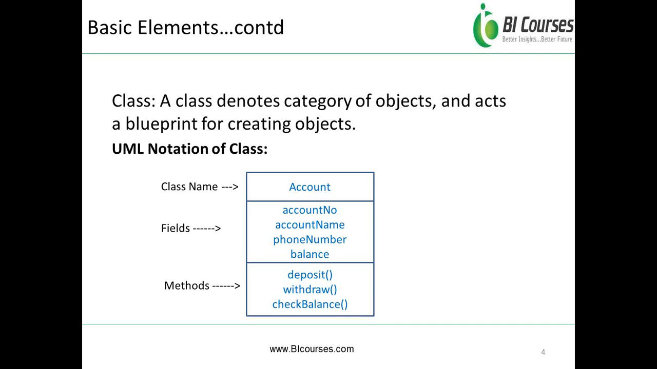Class. A class denotes a category of objects and acts as a blueprint for creating objects. If you look at this UML notation, here we have class name, fields and methods. If we take Account as an example, Account is a class name and it has four different fields: account number, account name, phone number, and balance. These are what we call data members. And we have three methods: deposit, withdraw, and check balance. We also call them member functions. So this representation of data members and member functions is known as a class.